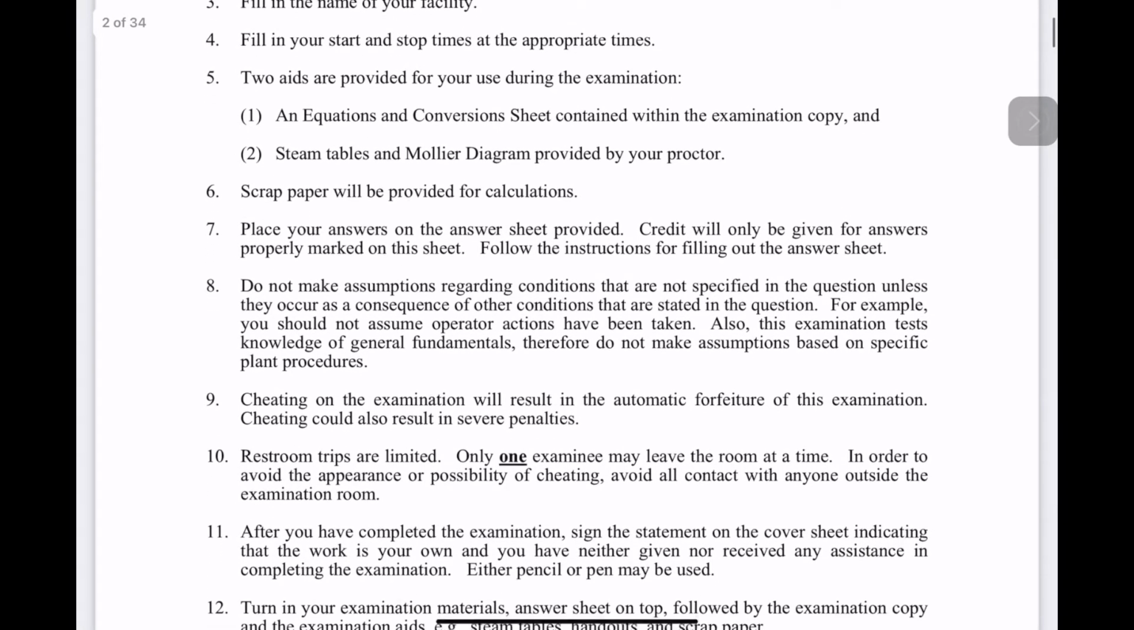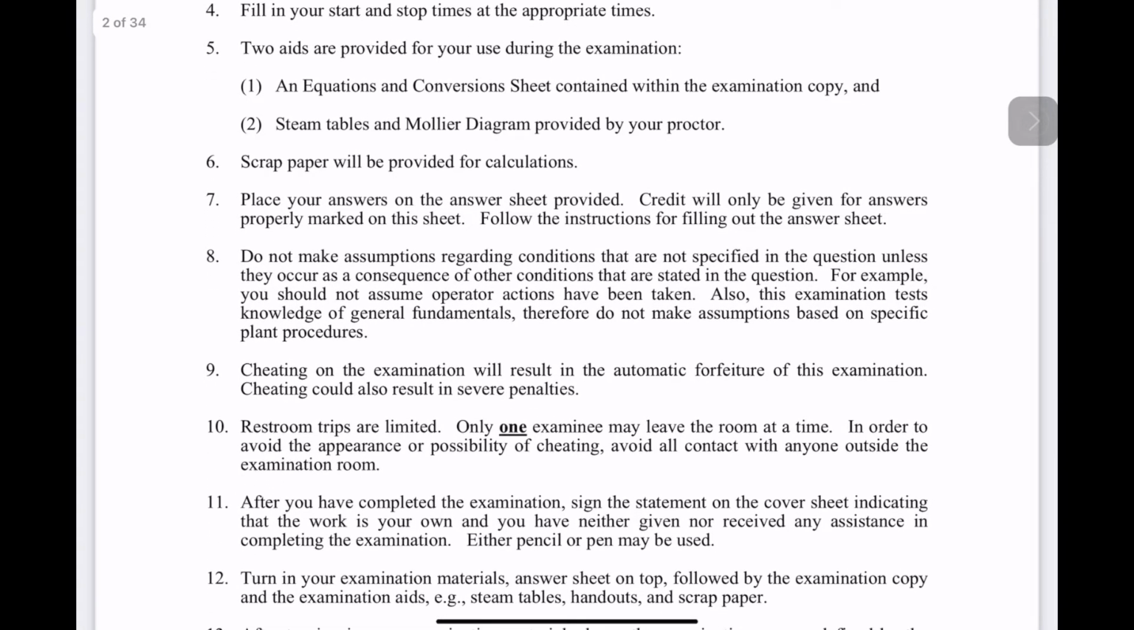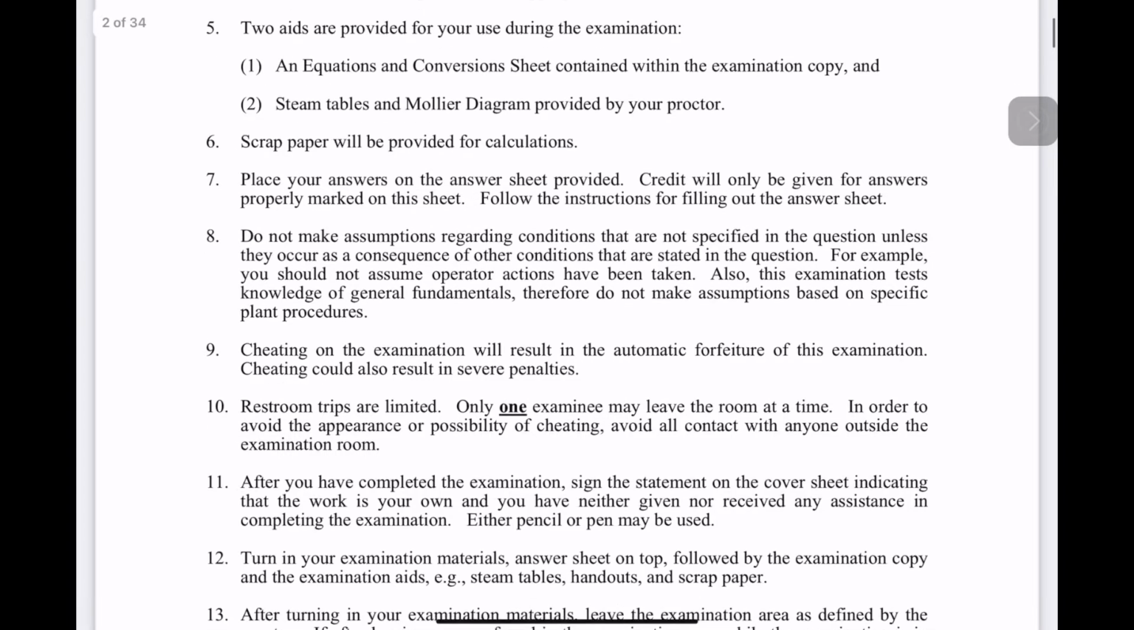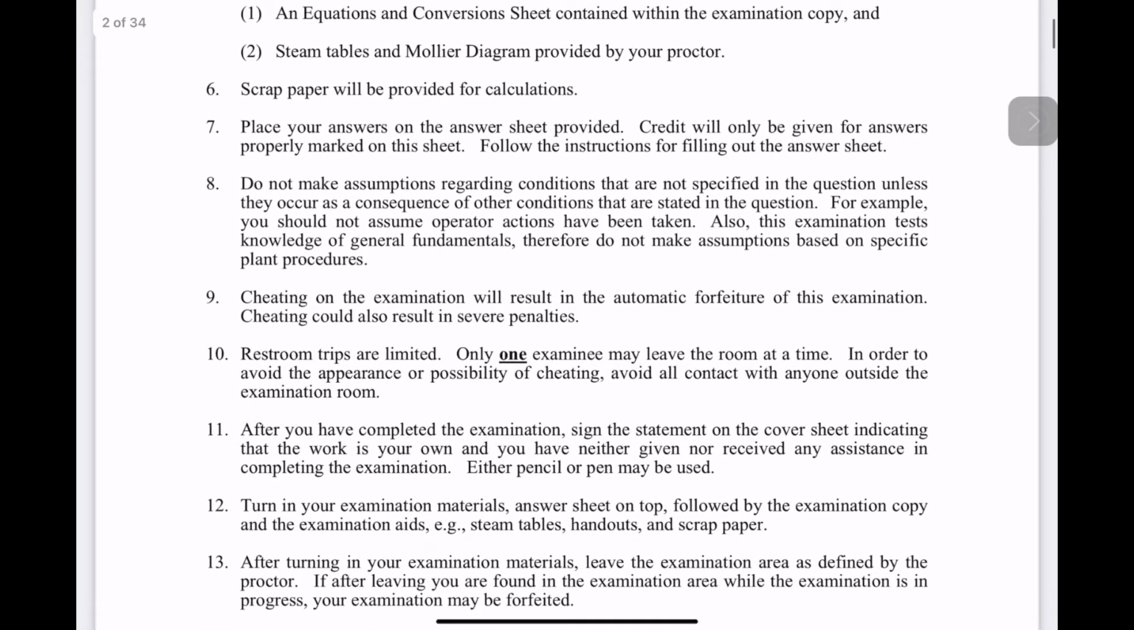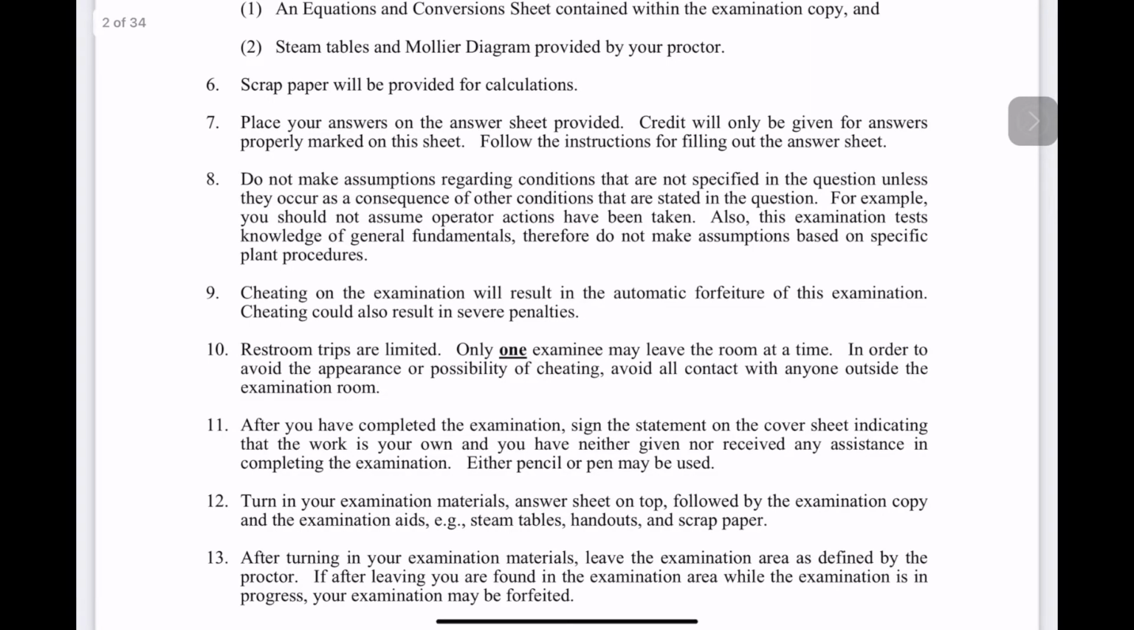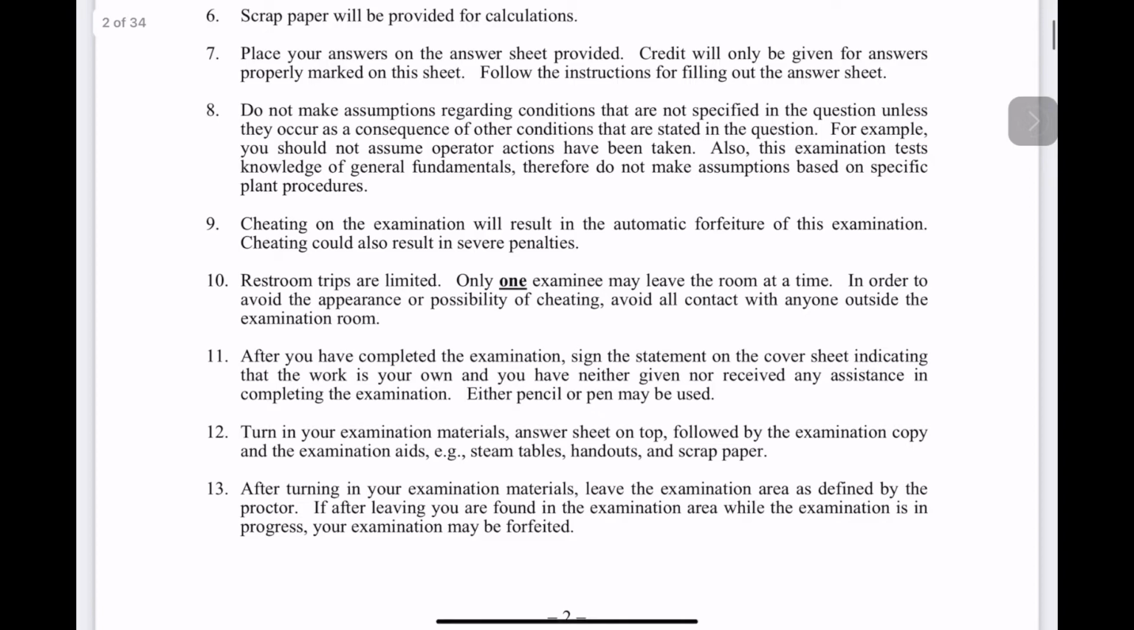You are provided with an equation sheet and conversion sheet in this examination, and the steam table and the Mollier diagram are provided by your proctor. Usually when you are not doing a real exam, you can print your own Mollier diagram and steam table. My Mollier diagram is laminated, so I can mark things on it and then erase it, which makes it easier. I have this big Mollier diagram that I can mark things on.